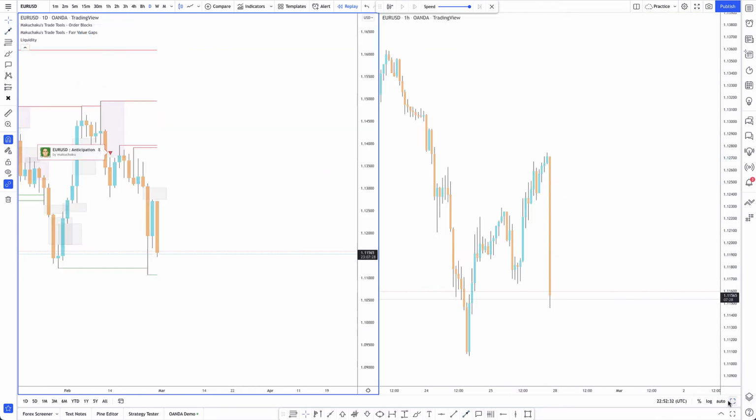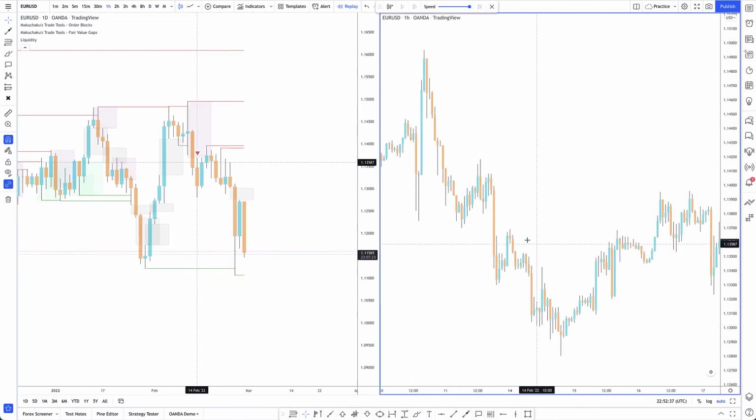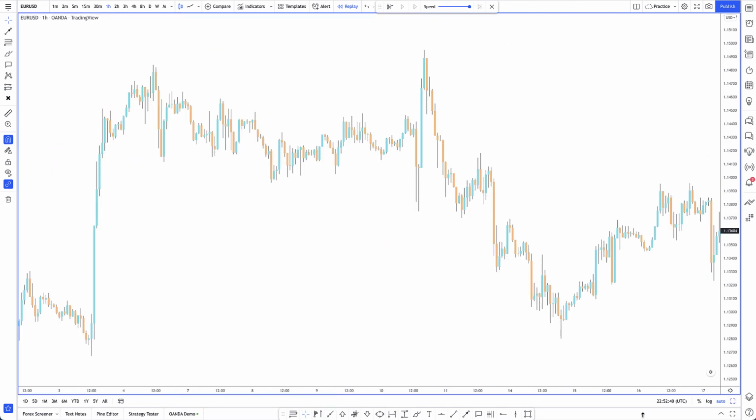Now that we've set it up, let's switch our attention to the lower time frame charts on this side. So I'm going to expand that now.